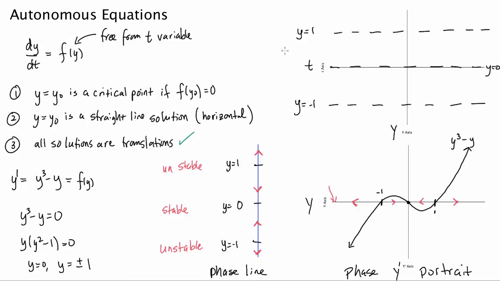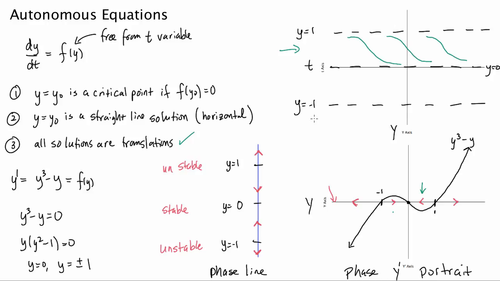For example, what if you're in this region? Well, if you're in between 0 and 1, then you have to be decreasing. In between 0 and 1, solutions are decreasing. You can't cross 0 and you can't cross 1. So the only possibility is you start off near 1, and as you go, you get closer to 0 asymptotically. Now, if all solutions are translations, then every other solution is going to behave similarly. It's just going to get shifted over.